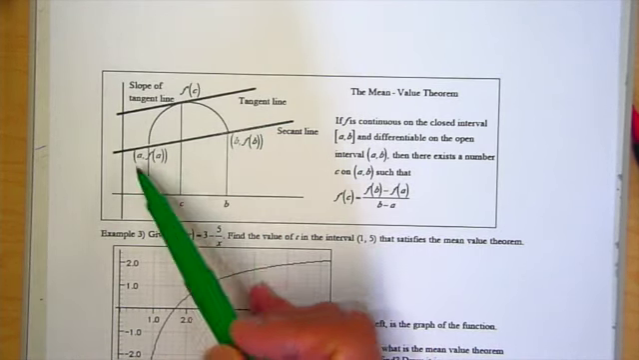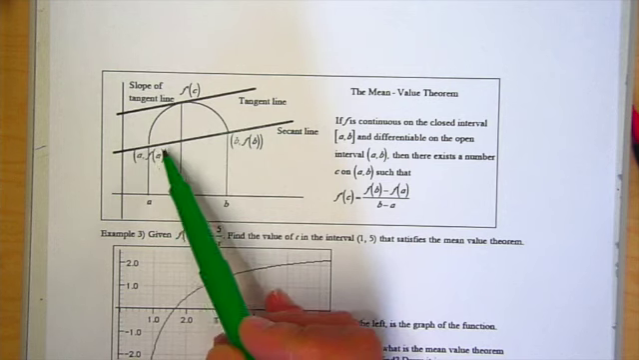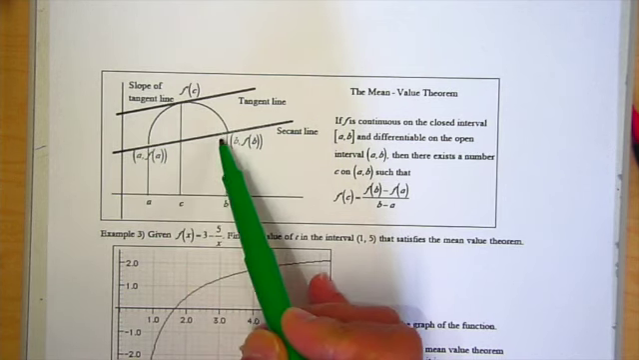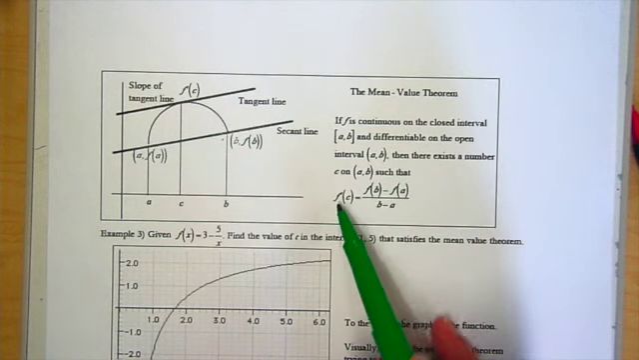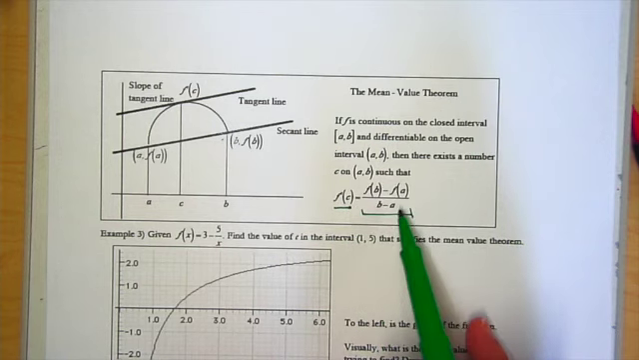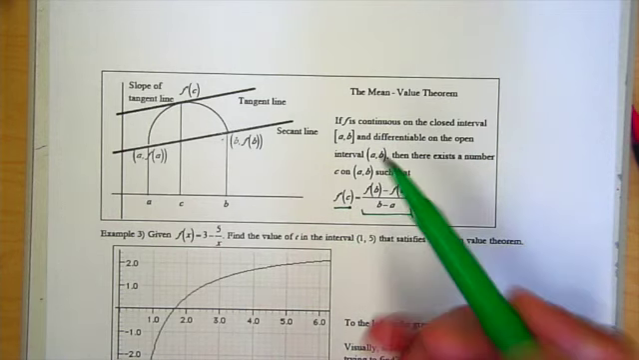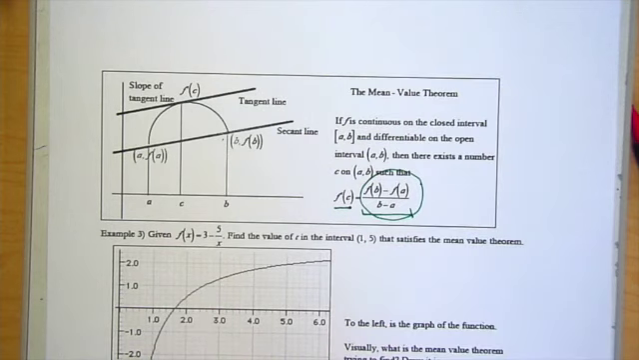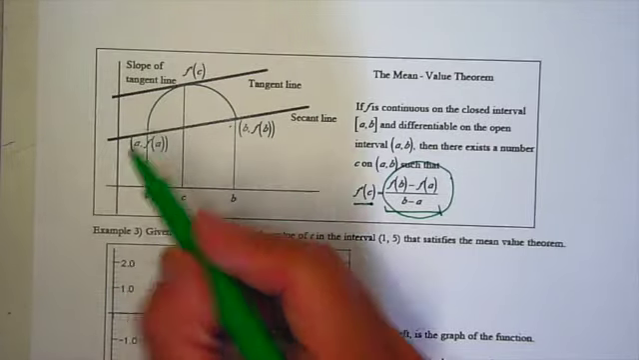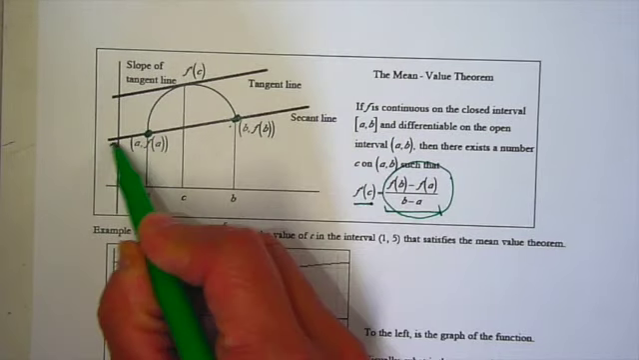that has no corners or cusps or holes in between, so this is continuous and differentiable, there exists a number c such that the derivative, or the instantaneous rate of change, is equal to your average rate of change. Okay? So remember, this right side is just a formula for the slope of the secant line. This is your average rate of change.